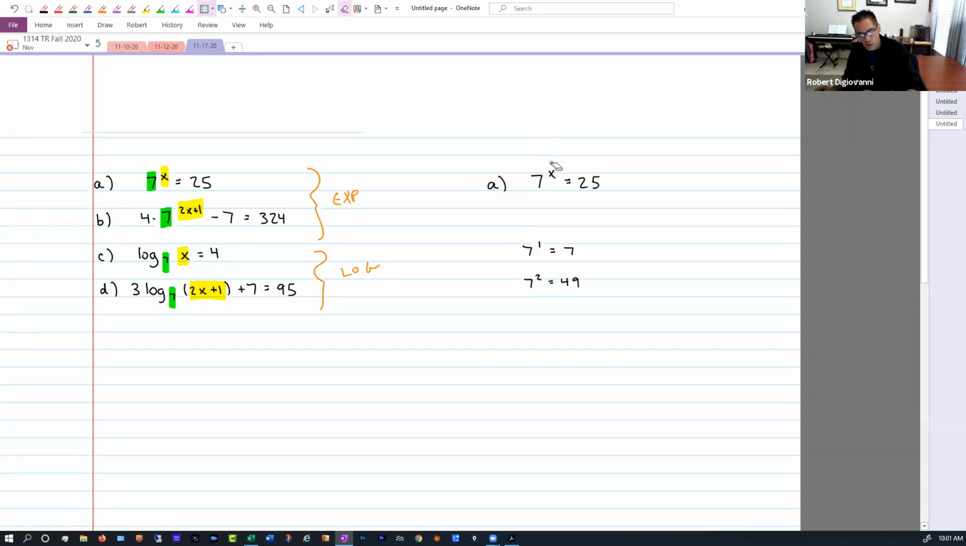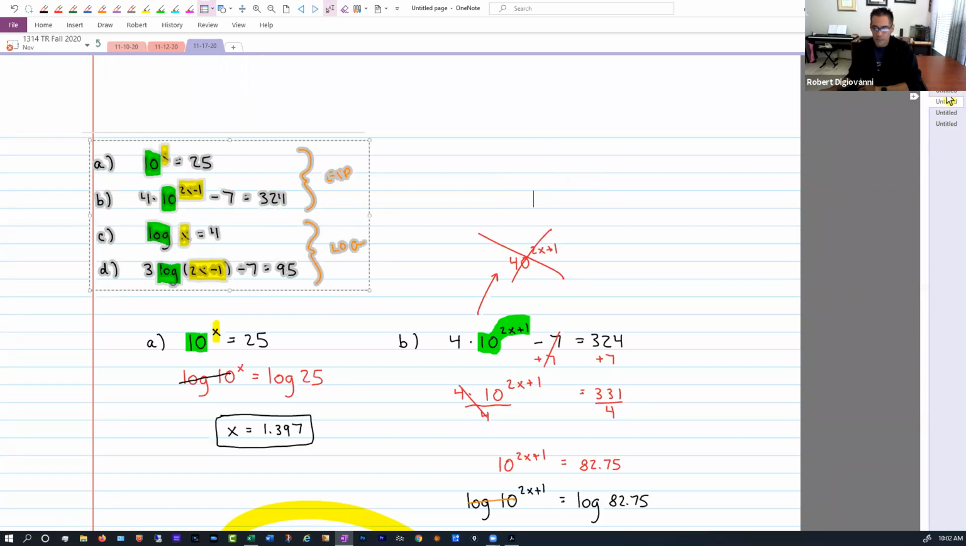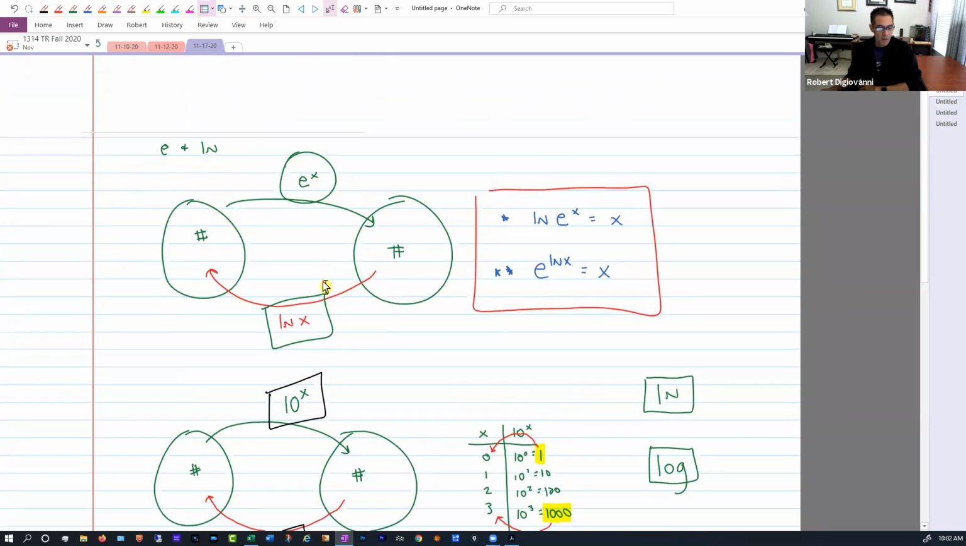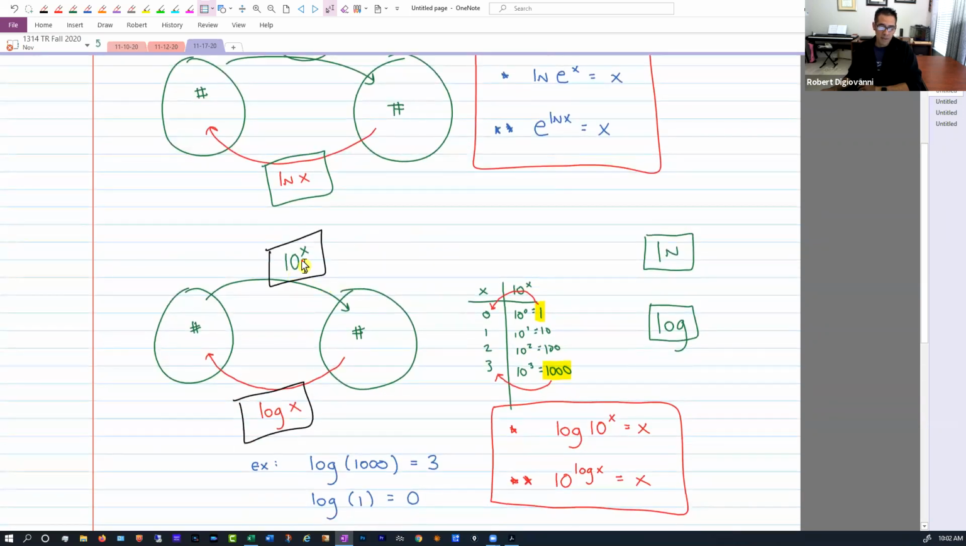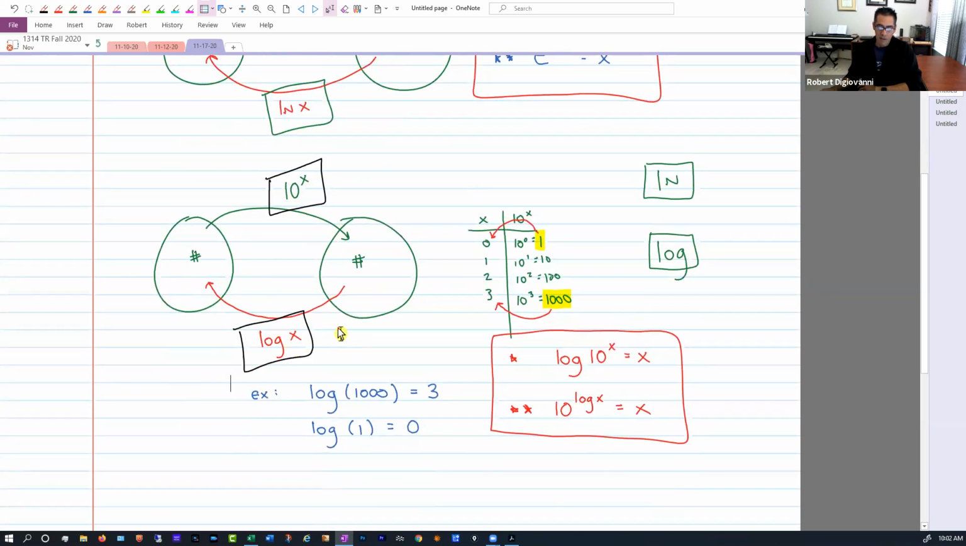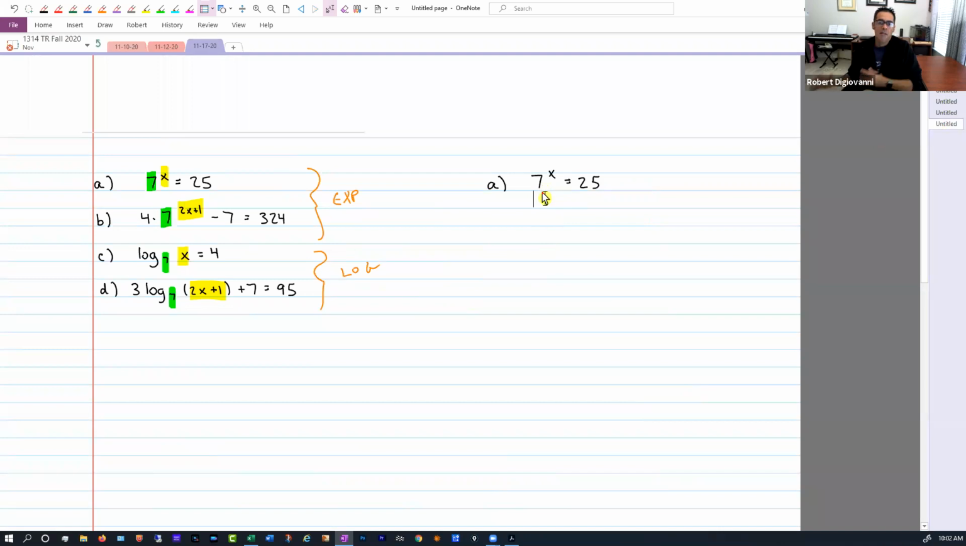So to do this, we would like to get this x out of the exponent, right? We'd like to get it out of there. So we'd like to kill off the 7. So the question becomes, what do we use to kill off the 7? If we have e as the base, to kill off the e, we use the natural log. If we have 10 as the base, we use the log key to kill off the 10, don't we? But now we have 7. How do we kill off the 7, right?